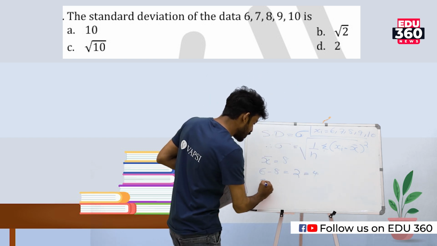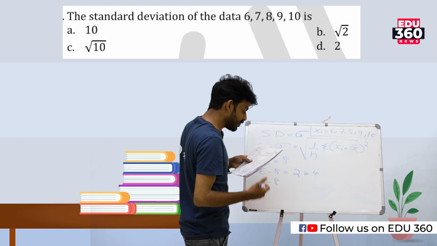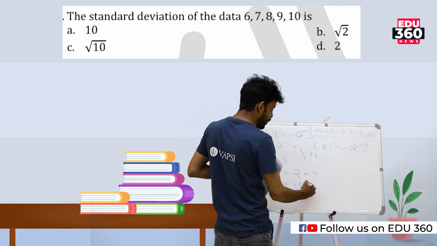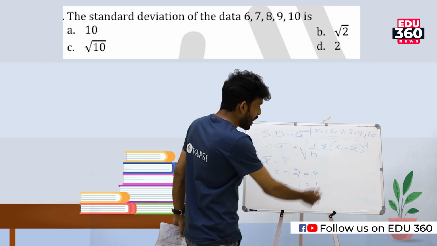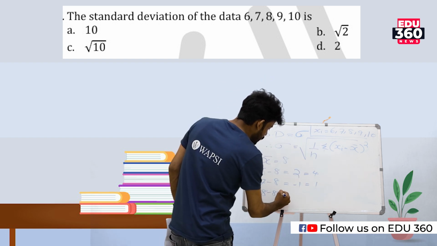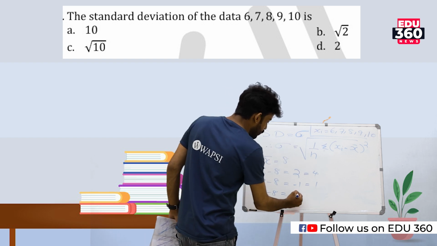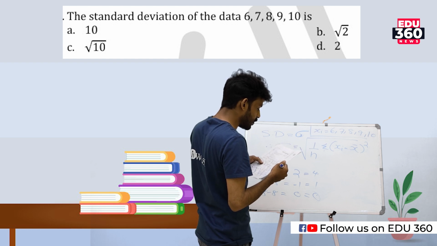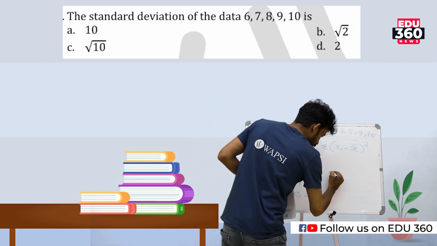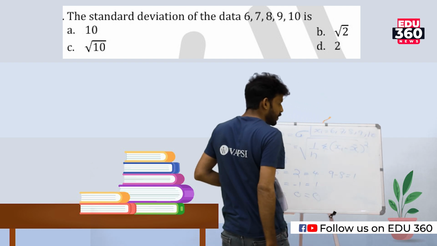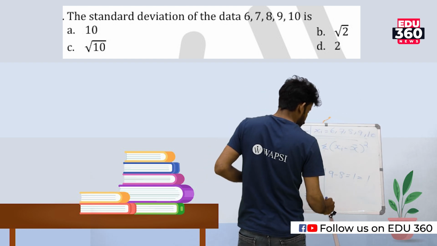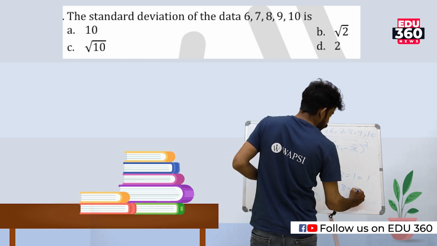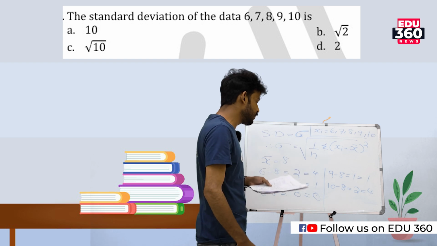And the second one, 7 minus 8, the value is equal to minus 1. So minus 1 the whole square is equal to 1. And the next is 8 minus mean, 8 minus 8, that is equal to 0. The square of 0 is again 0. And on the next step, 9 minus 8, so the value is 1. On squaring this, we get the same value, 1. And for the next one, 10 minus 8 means 2. 2 square means 4.